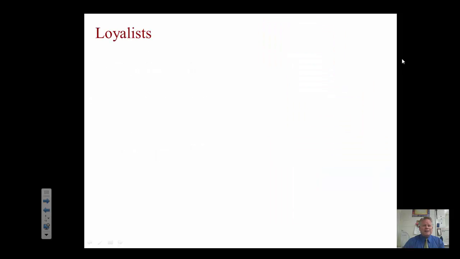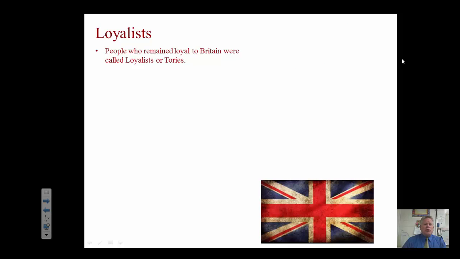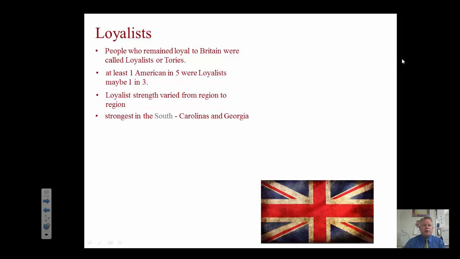All right, loyalists. Loyalists were people who remained loyal to Britain, and they were also called Tories. Tories was a political party amongst the British, so if you were a Tory, you were a loyalist. At least 1 in every 5 Americans were loyalists, and in some places 1 in 3. Now, most of the loyalists lived down in the South, down in the Carolinas and down in Georgia. And the weakest loyalist concentration was in the North.